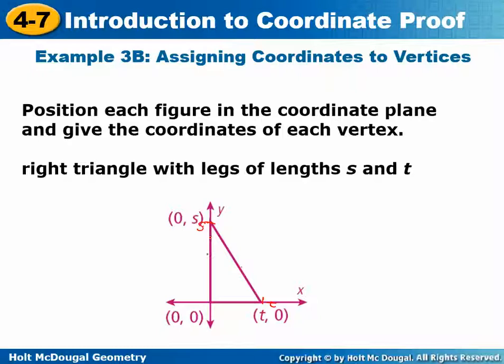Now again, you have to write the coordinates of the points. (0, 0) is easy enough to do. We place it at the origin. This would be 0 for the x value because it's going over 0, and up to s. So the y value is s. And then the other coordinate right here is t, because we went over t on the x-axis and then up 0.